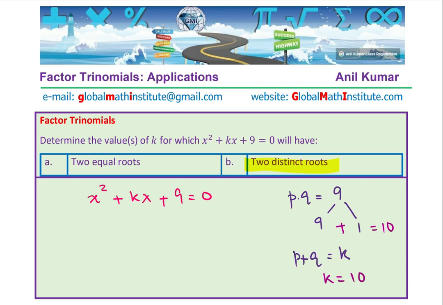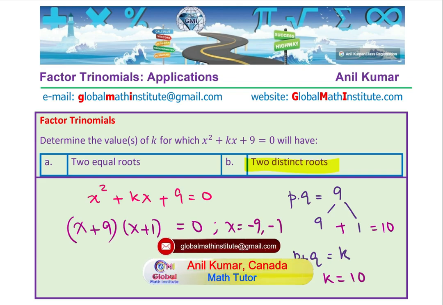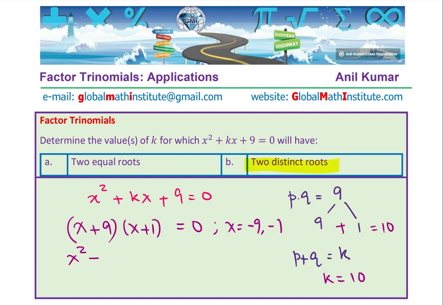You could also factor here just to verify that. If I write this as (x plus 9) times (x plus 1) equals 0, my two solutions will be x equals minus 9 and minus 1, correct? We are not really interested in finding the roots. We are only interested in finding the value of k. This is important, right? And when you expand this, you get x squared plus x plus 9x plus 9 equals 0, or x squared plus 10x plus 9 equals 0.